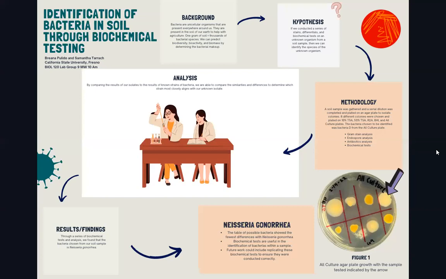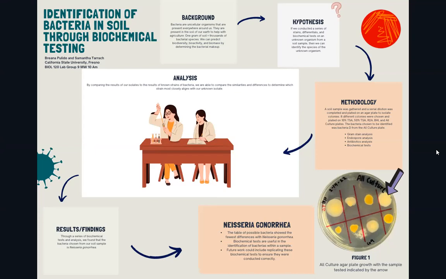So for the analysis and the results of the finding, we take our results and we compare it to the results of known strains of bacteria. And by comparing these, we're able to see the similarities and the differences to determine which strain most closely aligns with our unknown isolates. And our results show that through a series of biochemical tests and analysis, we found that the bacteria chosen from our soil sample is Neisseria gonorrhea.